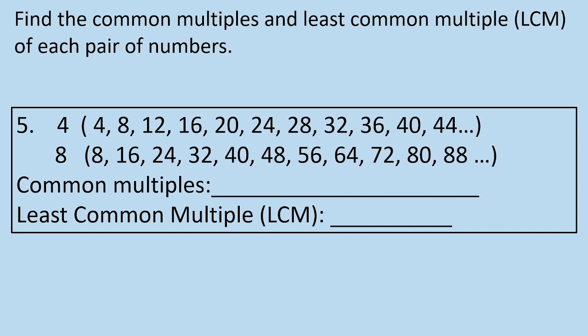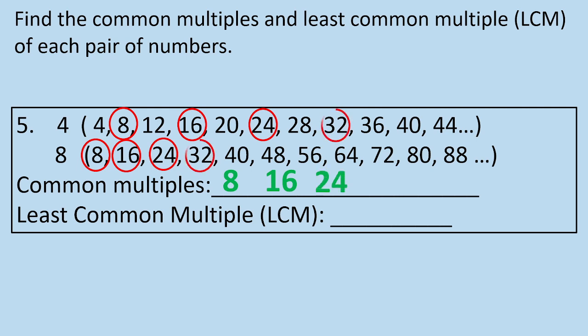Number 5, 4 and 8. The common multiples are 8, 16, 24, 32, and 40. So, the least common multiple is 8.